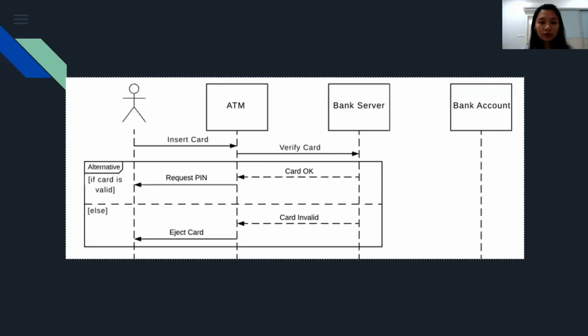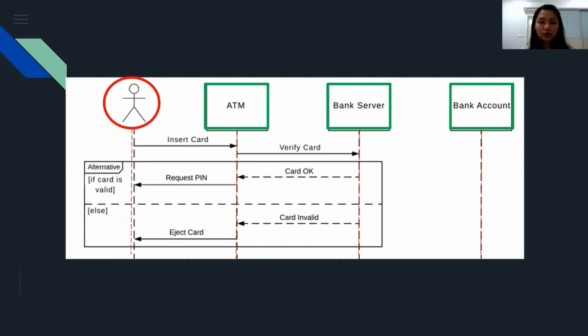So for the first one, we will draw the stickman, which represents the actor. In our case study, the actor is the one that approached the ATM to withdraw the money. So ATM, bank server, and bank account, those three are the objects in the case study. The sequence to arrange the objects is from left to right, because the actor will first approach the ATM. So ATM will be the first one at the left.